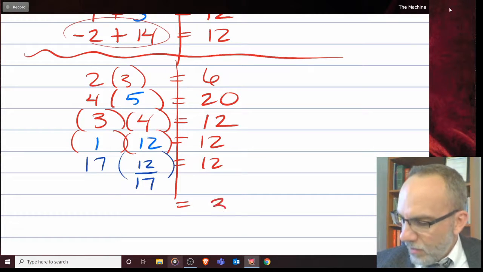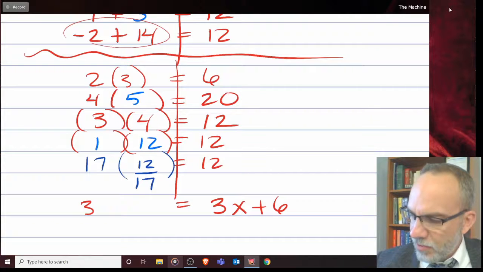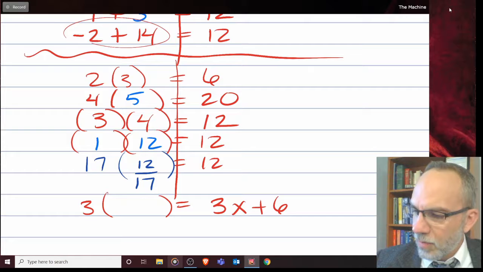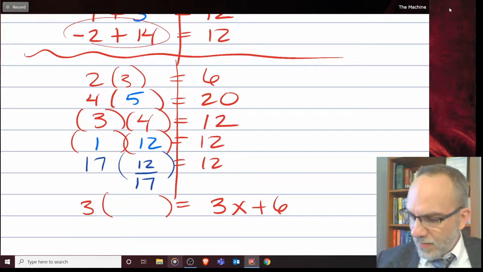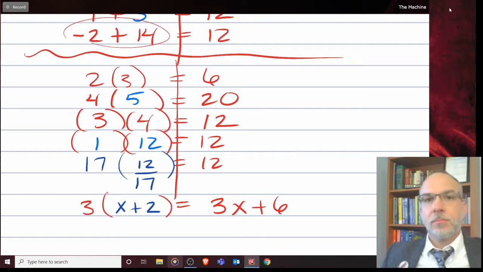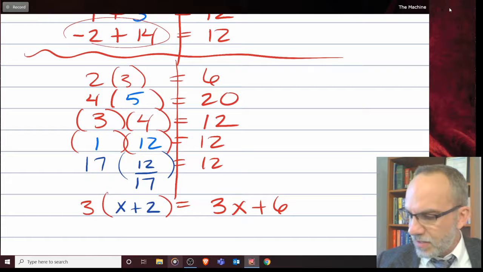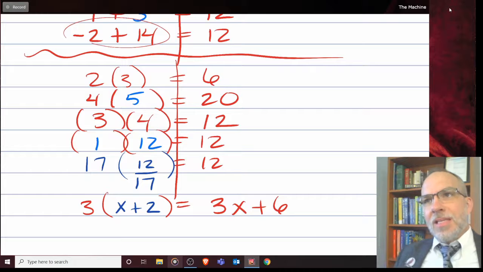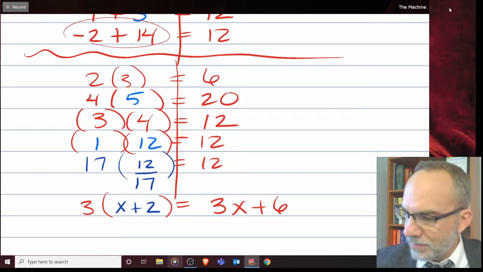What if I said 3x plus 6? Oh, algebra time now. And I gave you that one of them was a 3. Could you tell me what I would multiply by now to get 3x plus 6? Hopefully you can see that that's going to be an x plus a 2. Is that right? If I use the distributive property on this, if I take 3 times x, does that give me 3x? And if I take 3 times 2, does that give me 6? Yes. And so what we are doing here is we are factoring.